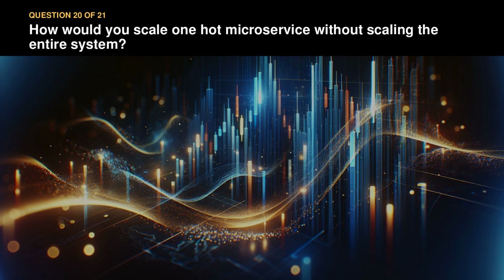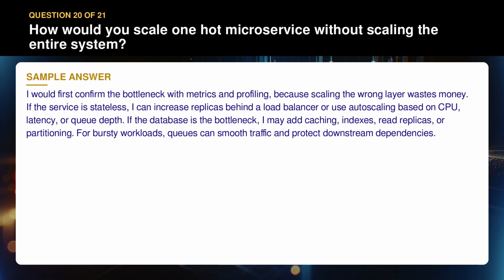Question 20. How would you scale one hot microservice without scaling the entire system? I would first confirm the bottleneck with metrics and profiling, because scaling the wrong layer wastes money. If the service is stateless, I can increase replicas behind a load balancer or use auto-scaling based on CPU, latency, or queue depth. If the database is the bottleneck, I may add caching, indexes, read replicas, or partitioning. For bursty workloads, queues can smooth traffic and protect downstream dependencies.